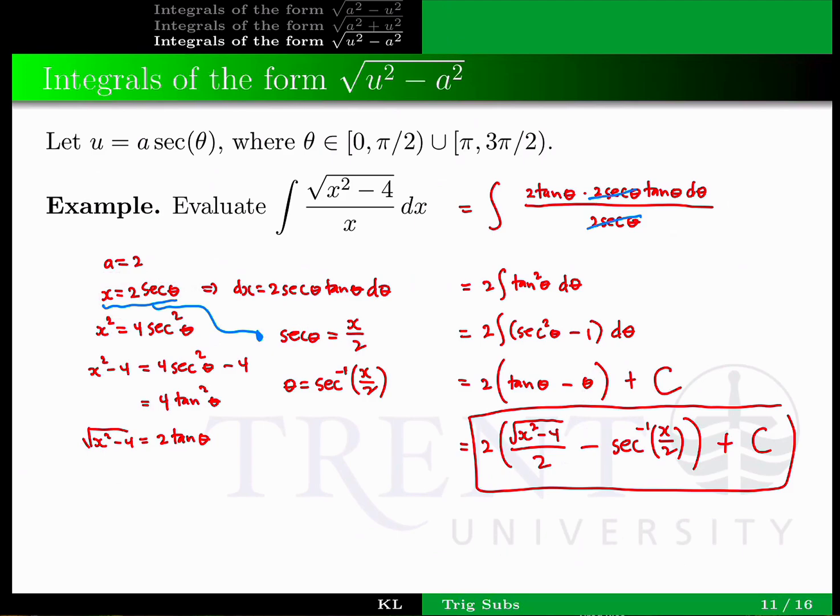So, that covers all the forms: a squared plus u squared, u squared minus a squared, and in the previous meeting, we got a squared minus u squared. So for the rest, I'll just do the last set of examples that I have in here, and then one more example.